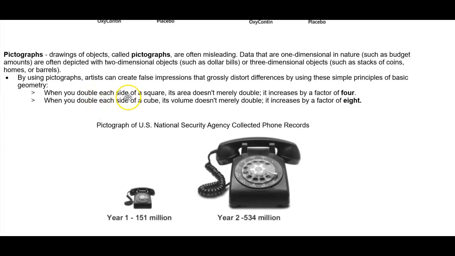When you double each side of a square, its area doesn't merely double, it increases by a factor of 4. When you double each side of a cube, its volume doesn't merely double, it increases by a factor of 8.